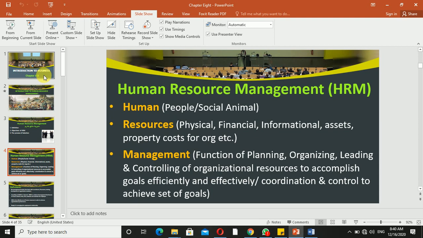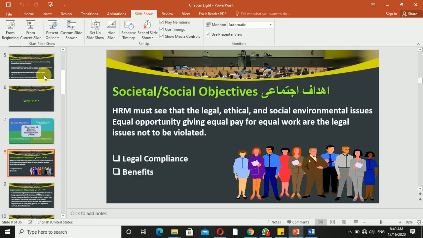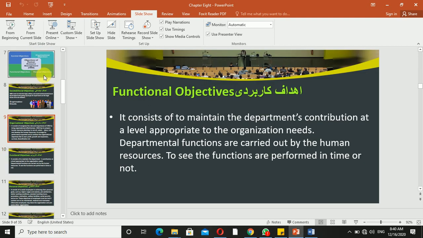Then the term human resource management saw a major evolution after 1850. Various studies were released and many experiments were conducted during that period, which gave HRM a new meaning and importance. We discussed these things in the previous lecture, up to organizational objectives. Today we'll be talking about the functional objectives.